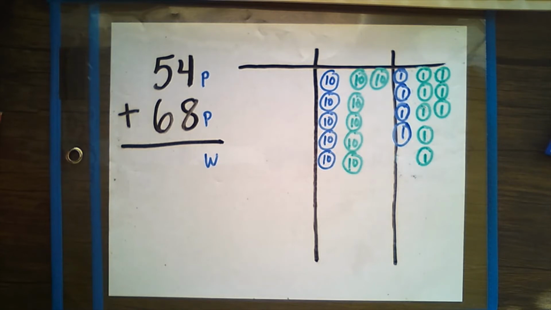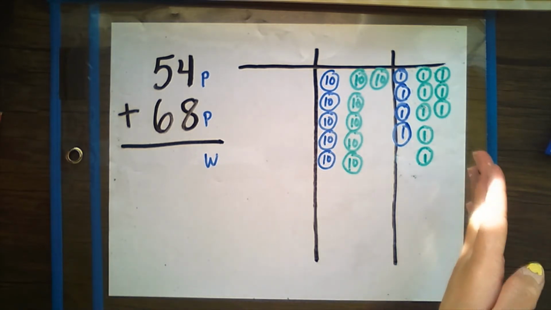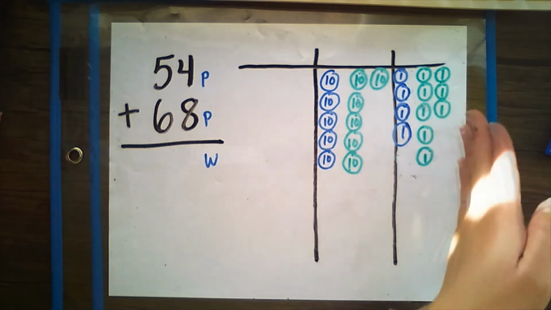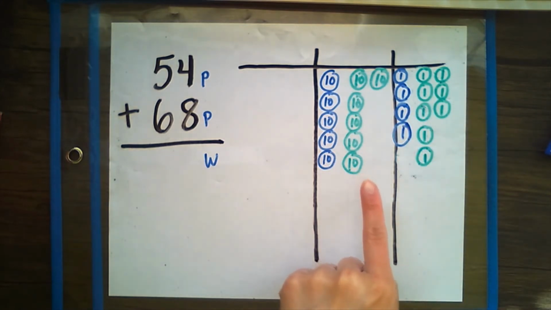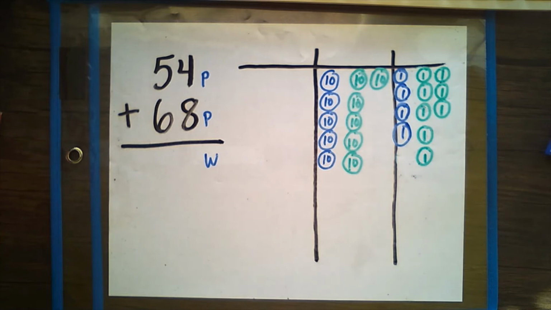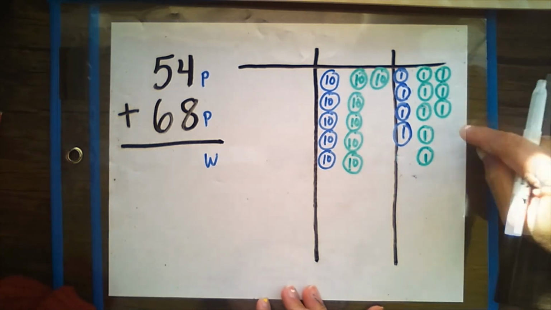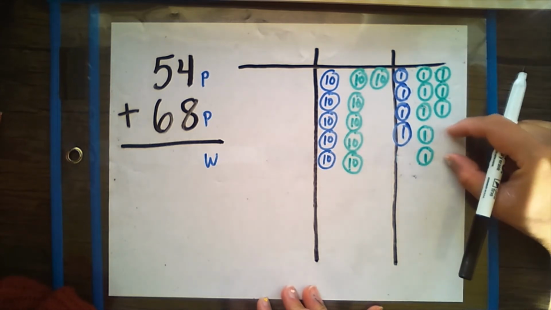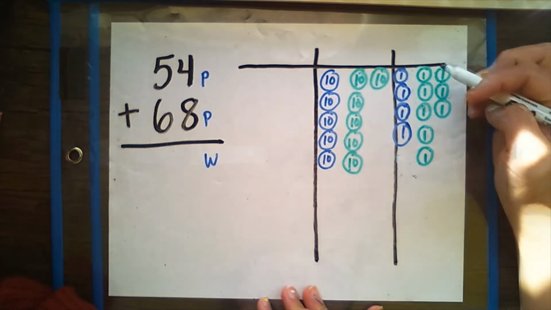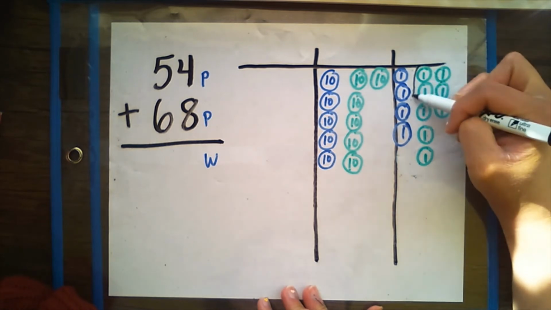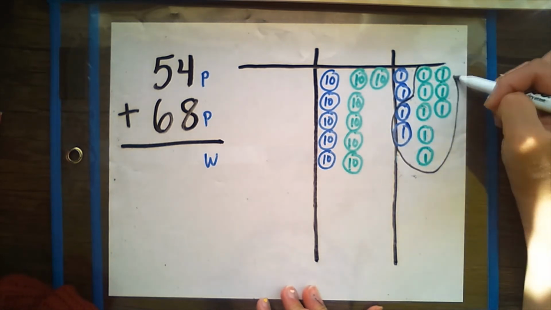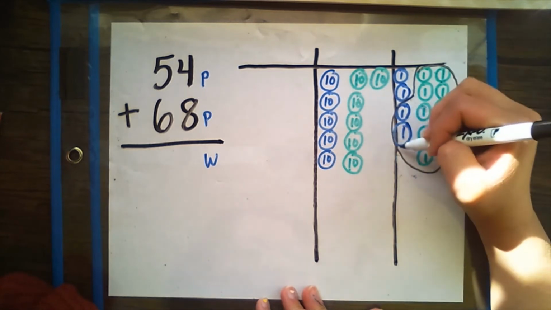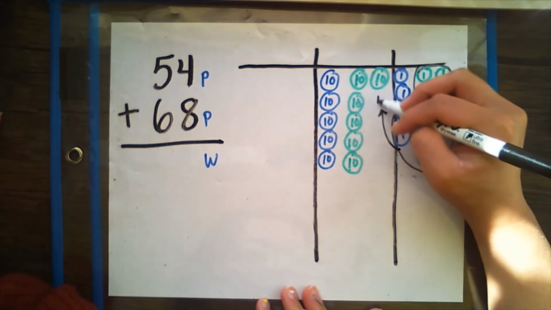Where do we begin adding, my friends? Great. We begin adding in the ones place. Look at our ones column. Can we make a new unit of 10? Yes, we can. So we have 8 here. How many more would we need to make a 10? We would need 2 more. So we're going to go ahead and bundle, and then move that up here.